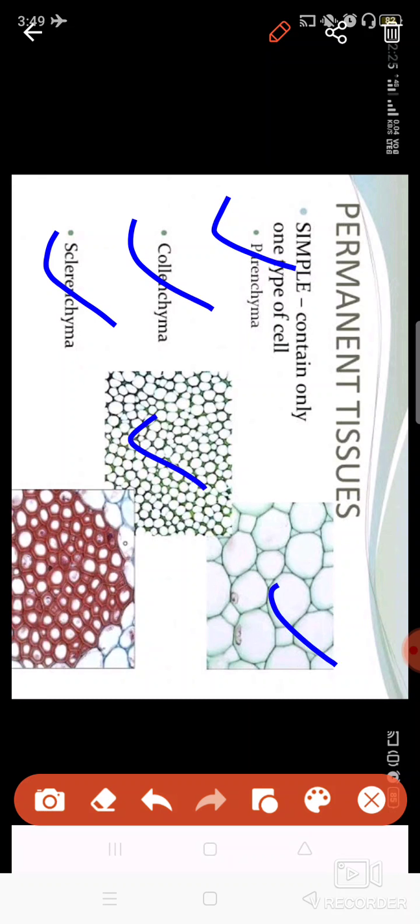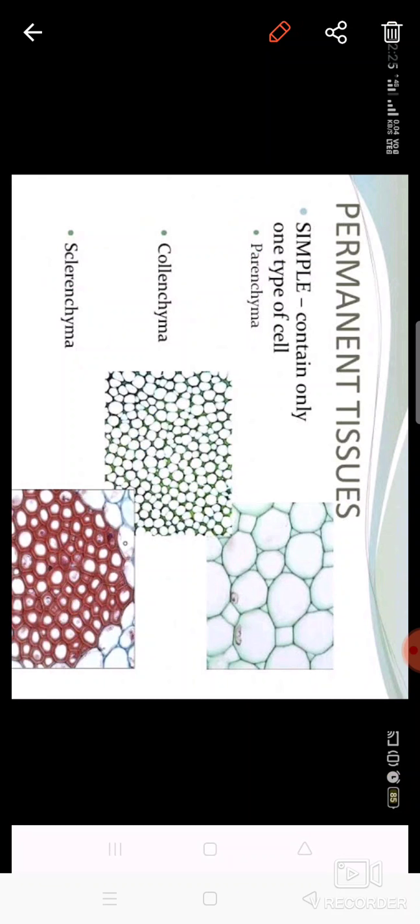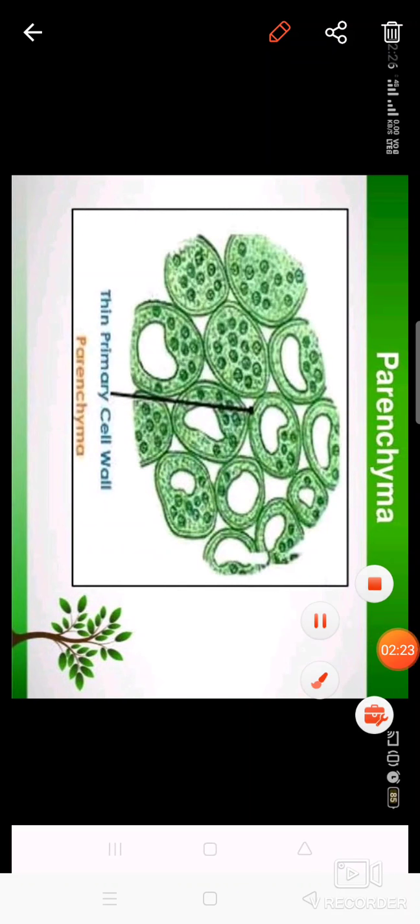You can see that all these cells are similar in structure. That is why they are kept under the simple permanent tissues, but still they are classified as parenchyma, collenchyma and sclerenchyma, because they have slightly different structures from each other. Now let us see what a parenchyma tissue is.